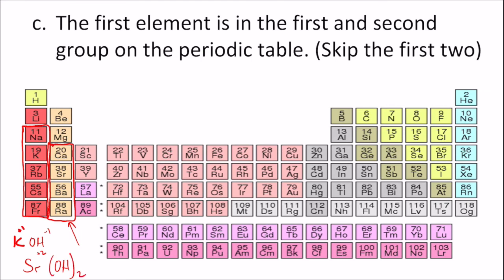So if you want to, and I highly recommend, you just kind of memorize that it's group 1 and group 2, but you just ignore the first 2 in each of those groups there. Everything else is going to be your strong bases.